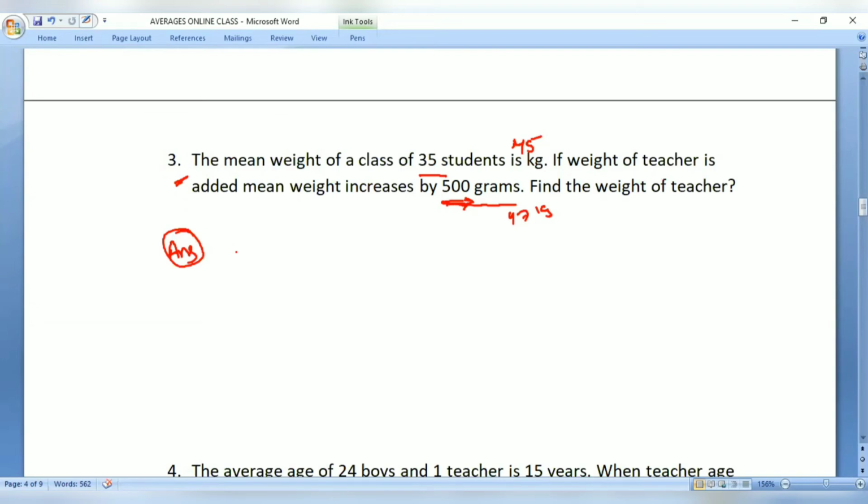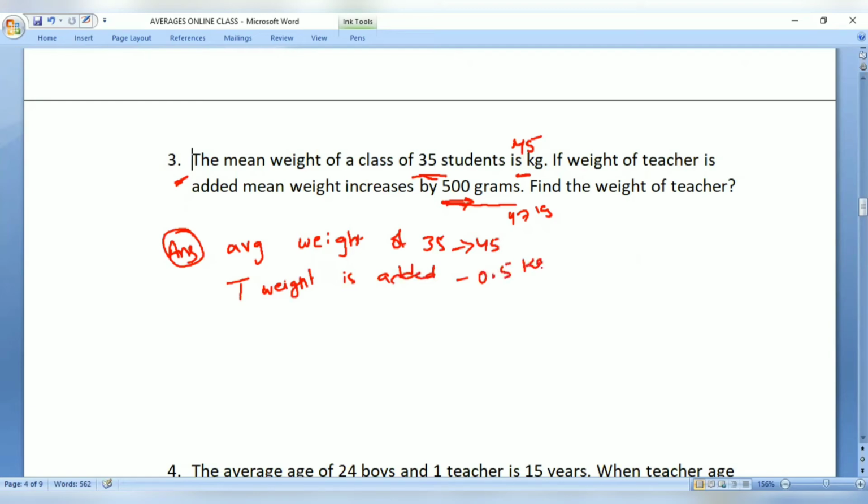So what they are saying is, there is a class of 35 students. For them, the average weight is 45 kg. So the average weight of 35 students is 45. Okay. If the weight of a teacher is added, the weight increased by 500 grams. So when the teacher's weight is added, how much did it increase?